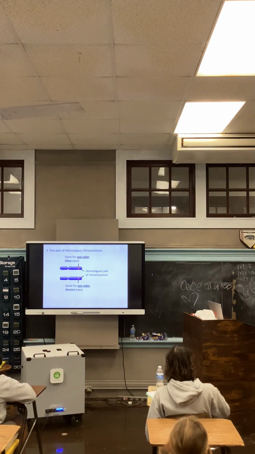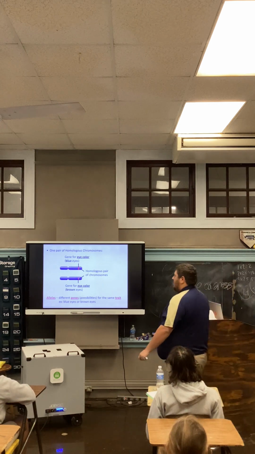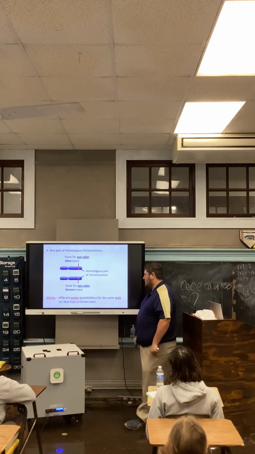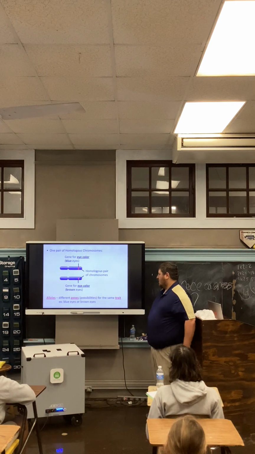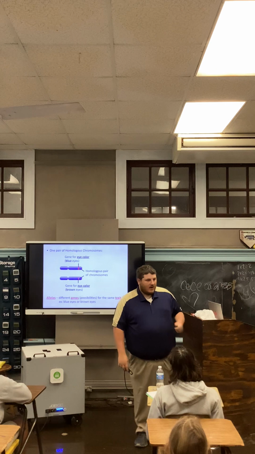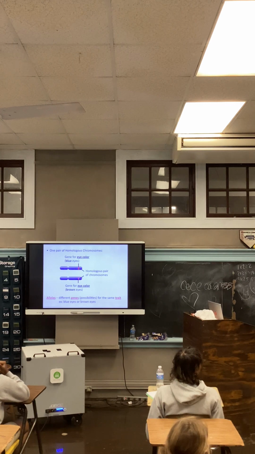Okay, homologous pair. You can have the gene for eye color, like on this one it says blue, on this one it says brown. Different genes possibly code for the same trait, but different eye colors. So what determines what eye color you're going to show or present? Do you think the recessive eye color is going to show or the dominant eye color is going to show? Dominant, okay? We said dominant.